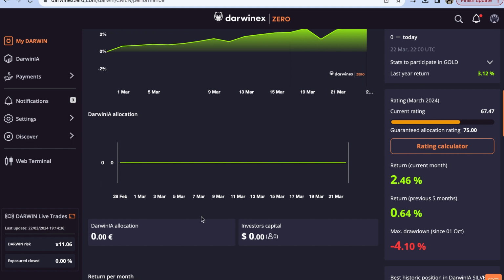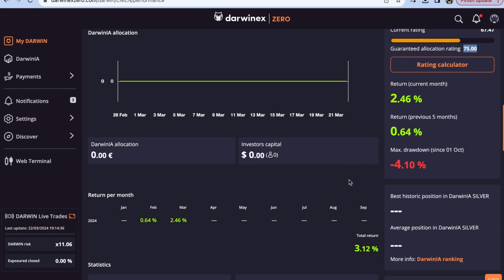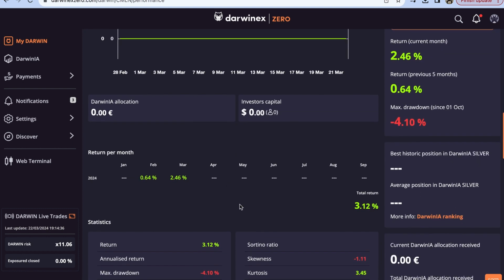Now, as I also said, as I get into a little bit later on, there is Darwin allocation, right? What it is, pretty much, you have a rating, and your rating is in comparison of your returns to your drawdown. Your rating has to be a 75 in order for you to get guaranteed virtual allocation, which can range from $25,000 up to $250,000 in the silver stage. Right now my rating is just 67. I'll get it to a 75 by the end of the month, by the end of next week. I'm not even worried about that. As we can see, everything there.